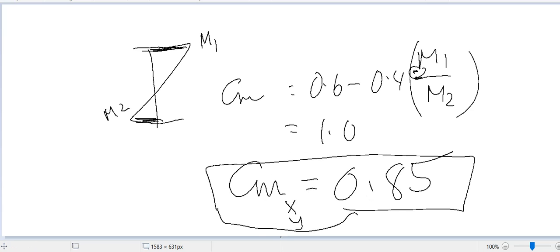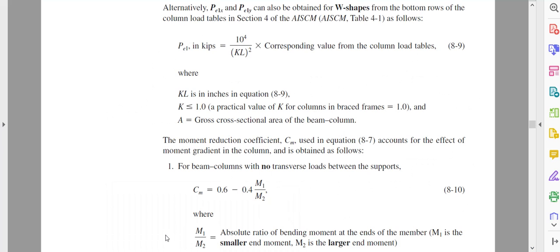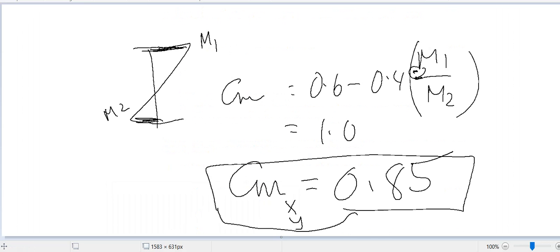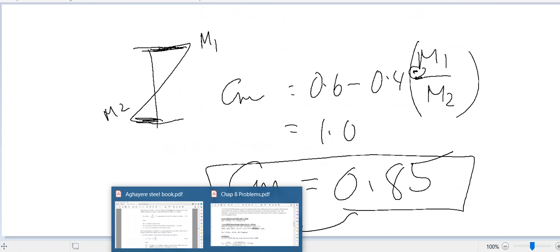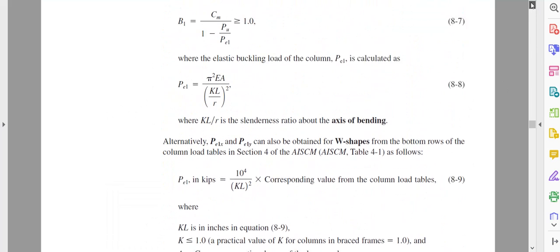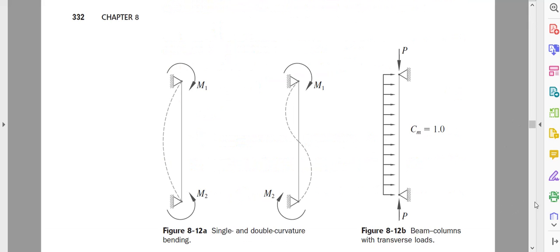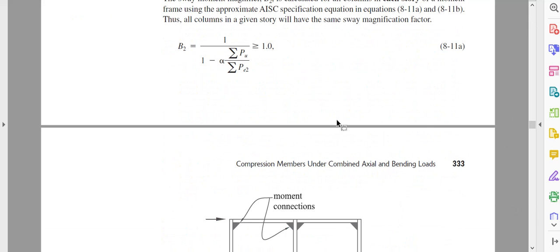Always use 0.85. Okay, now if I go to your book, hopefully I discussed all the theory required to design a column. Now we did not talk about B2. Let us see B2 very quickly. Yes, B2 is this equation.